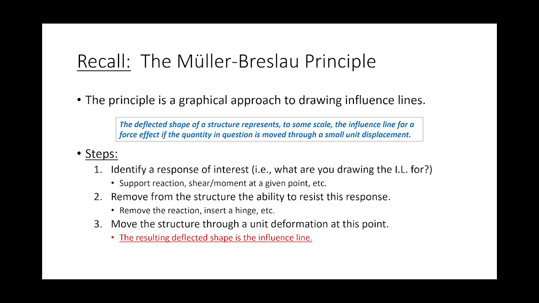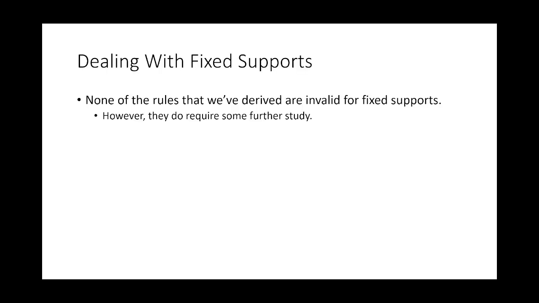So, the Mueller-Breslau principle is a graphical approach that says the deflected shape of a structure represents, to some scale, the influence line of a force effect if the quantity in question is moved through a small unit displacement. Identify the response of interest, remove from the structure the ability to resist that response, and move it through a unit displacement. Now, we need to talk about fixed supports, because this is important. None of the rules that we've derived are invalid for fixed supports. They work just fine, but they do require some further review, and you have to pay attention.